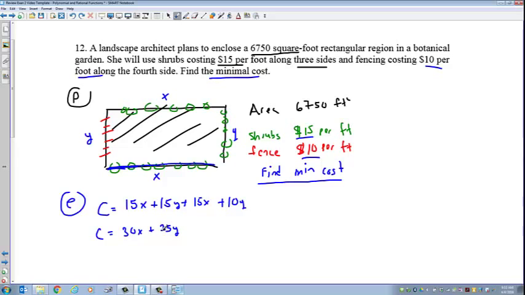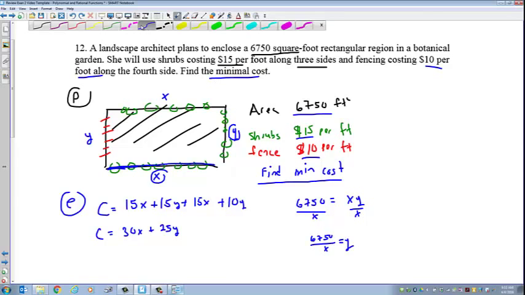And now we're in the same situation we were in last time. We have x and y, so we can't graph it. We need to get rid of one of these numbers. And so that's where the 6,750 comes into play. Now that's the area, which is length times width, so it's x times y. And we solve this for y by dividing both sides by x. Since we're multiplying by x, to move it over, we divide. And we get 6,750 divided by x equal to y.